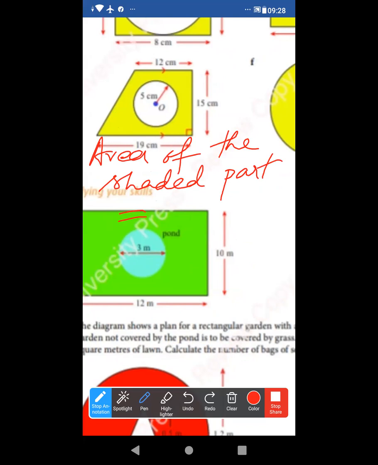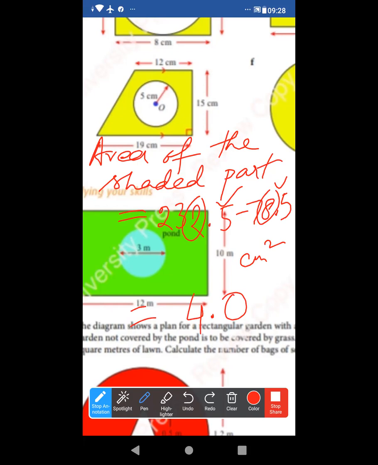157. Let me check. 232.5? No, I think there is a little bit of a mistake. Just check. Look, decimal 5, decimal 5, it will be 0, and here 2, here 8, it will be 4. So 154. Exactly, it will be 154.0 centimeter square only. Okay. Done this one?